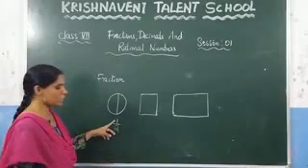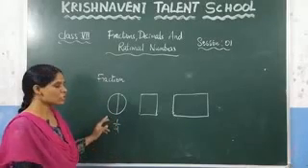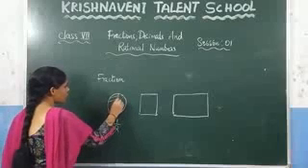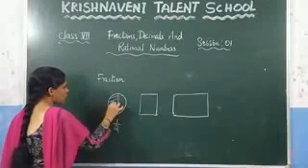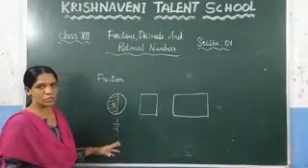And now see the numerator. What is the numerator here? 1. So, you need to shade one part among these parts. This part is nothing but half. Like this you need to represent.